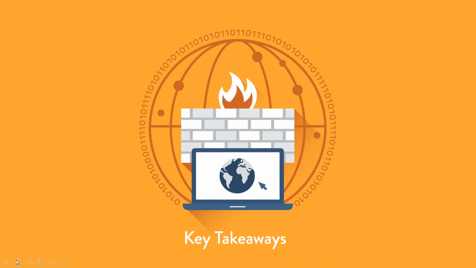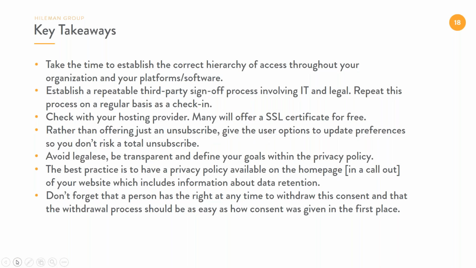Lastly, here we have our key takeaways from the presentation. This is largely a recap of some of the main points we have discussed earlier. So the quick summary, our first key takeaway here is to take the time to establish the correct hierarchy of access throughout your organization, as well as your platforms and software. Be that leader within your organization, whether it's you heading up that team or you assigning and finding the right person to fill that role and build out that team, so that you're providing the right access to the right people. I would add to that, if I could, monitor that access.